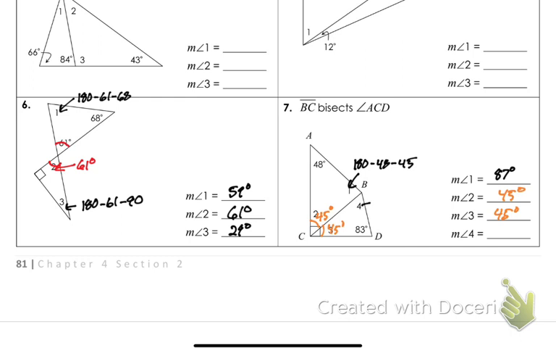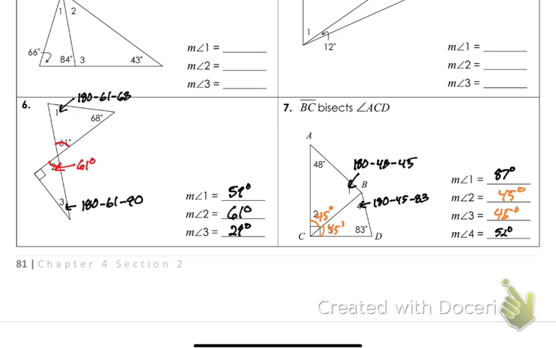To figure out 4, we're going to do the same thing. I got 180 minus 45 minus 83. Front pod, what do we get if we do that math? 52. Left pod, do you agree with 52 degrees? Okay. Then we got that one done.